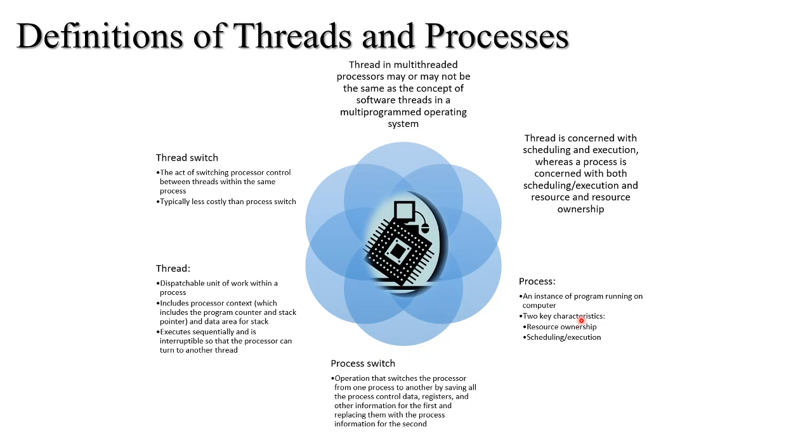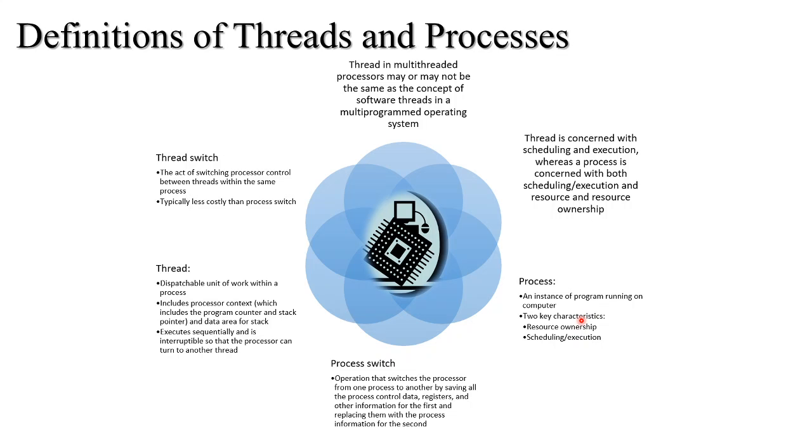So what is resource ownership? A process includes a virtual address space to hold the process image. The process image is the collection of program, data, stack, and attributes that define the process. From time to time, a process may be allocated control or ownership of resources such as main memory, I/O channels, I/O devices, and files. Now scheduling and execution: the execution of a process follows an execution path through one or more programs. This execution may be interleaved with that of other processes.